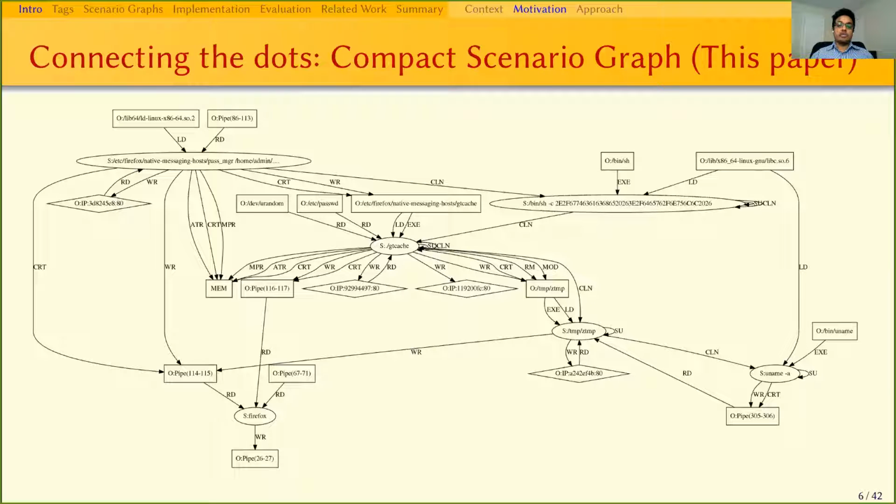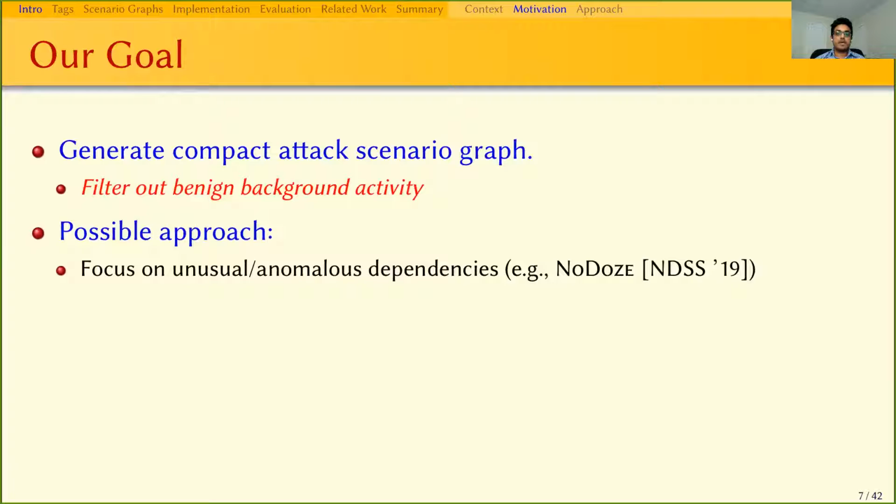In this talk, we'll be discussing how to get to this point by looking through millions of events and producing such compact graphs. We also have a demo of producing this graph toward the end of the talk. Our goal is to generate the compact scenario graphs by pruning out the benign events. One approach is to focus on the unusual events in the dependency graph.